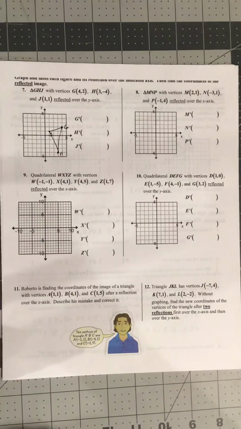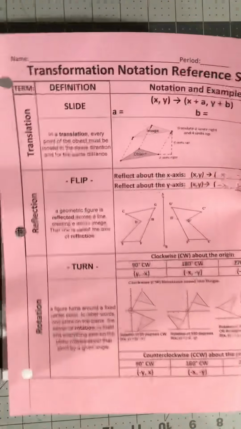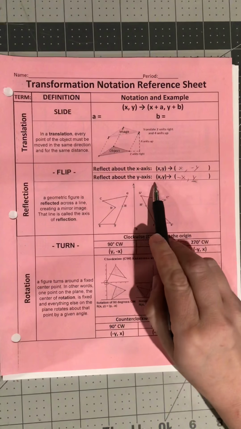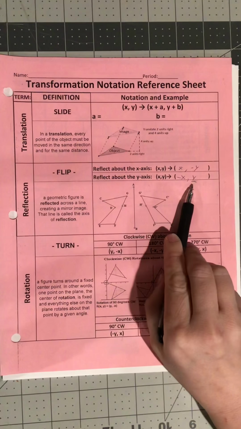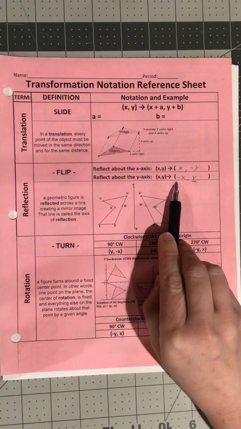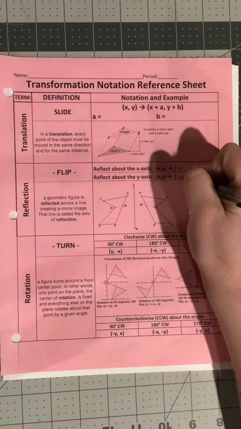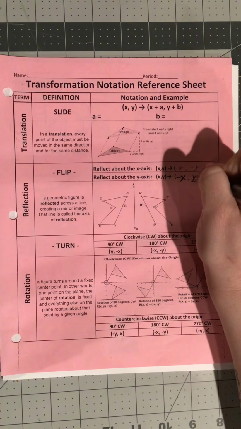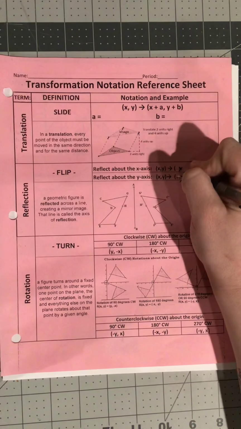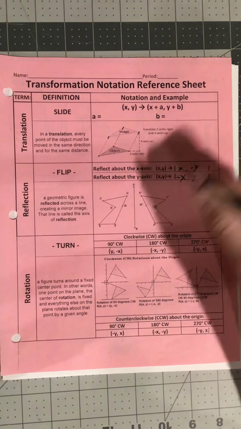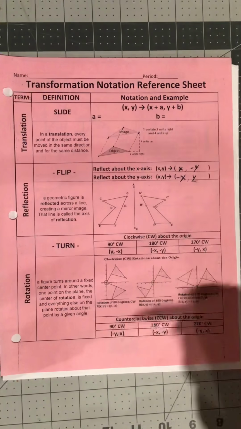When we are reflecting over the y-axis, let's go back here. I'll show you. So reflecting around the y-axis right here, the y's stay the same. And all you have to do is make the x coordinates negative. I don't know if you can see that because I wrote it in pencil. So the y's will stay the same and the x's will go negative. That's all you need to do. And it's the same thing with the x one, except the x's stay the same and the y's go negative.